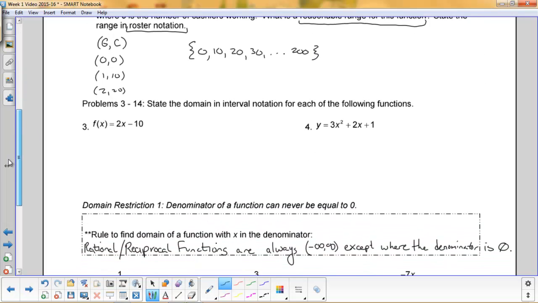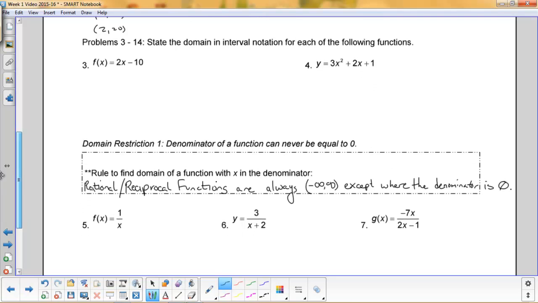All right, moving on. Questions number 3 and 4. It says state the domain in interval notation. Interval notation is where I'm going to be headed here. All right, so let's think for a second. Y equals 2x minus 10. So that's y equals mx plus b. What is that? Oh, that's linear. All right, linear functions have no restriction on their domain, and that's the word we're going to really start to explore today: restrictions. Therefore, the interval notation for that is negative infinity to infinity.